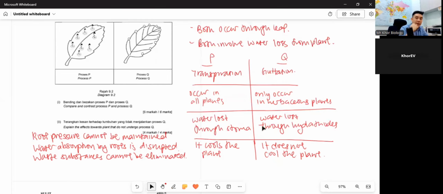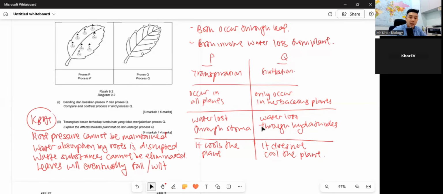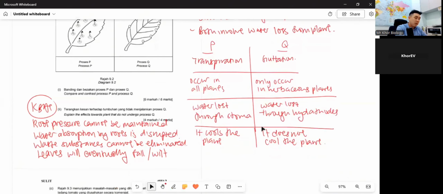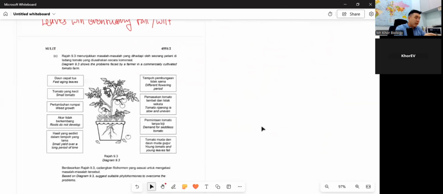And we say that leaves will eventually die or wilt or fall. Okay, so this is more of a K-but question. Okay, C. Wow, there are so many characteristics: fast aging leaves, small tomato, roots cannot develop. Sounds like the plant is dying soon.